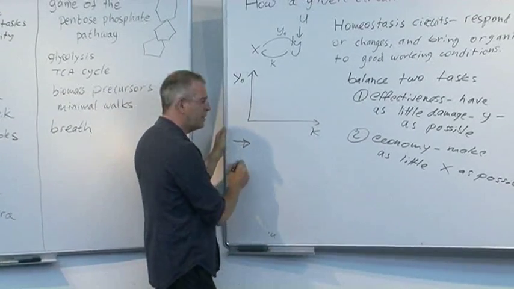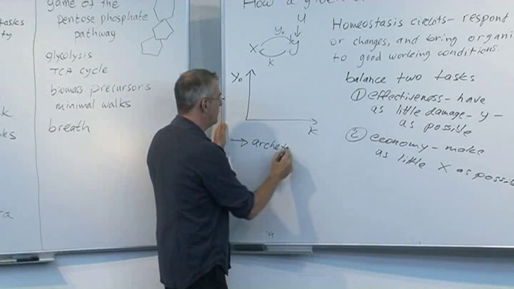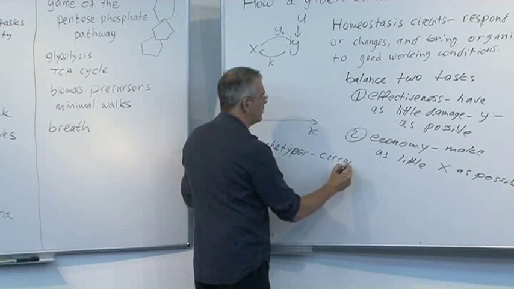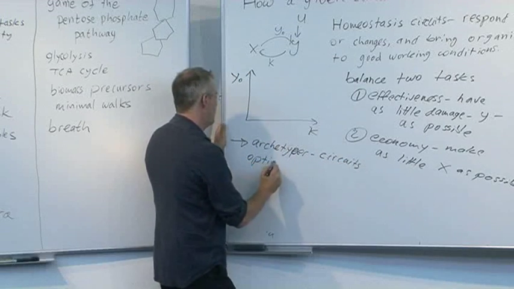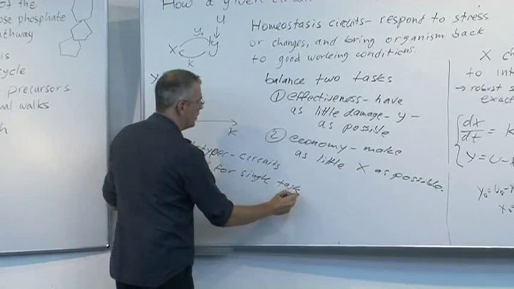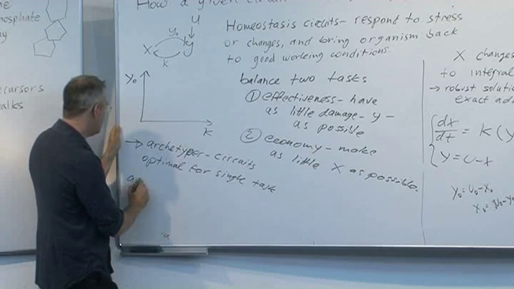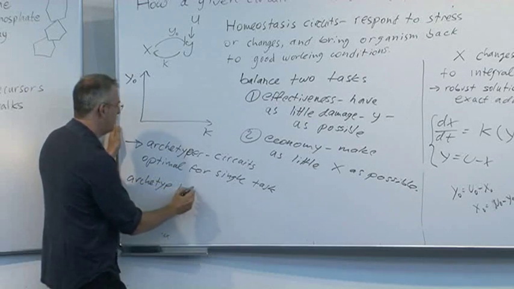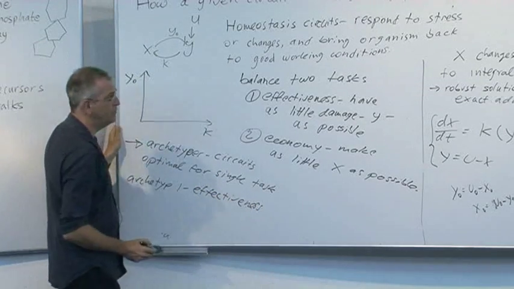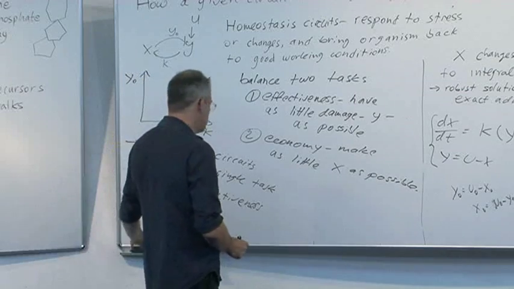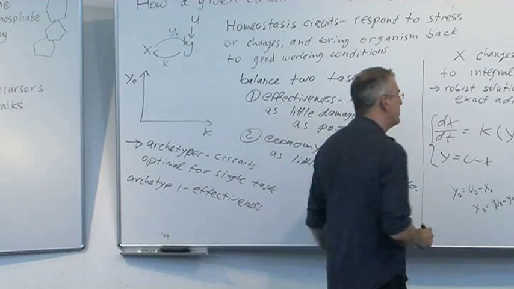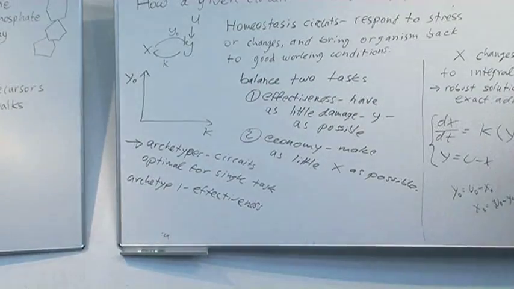Therefore, according to what we learned last time, we can think about archetypes, which are circuits optimal for a single task. So, for example, archetype 1, the effectiveness archetype, the most effective system we can think about, how would it look like?